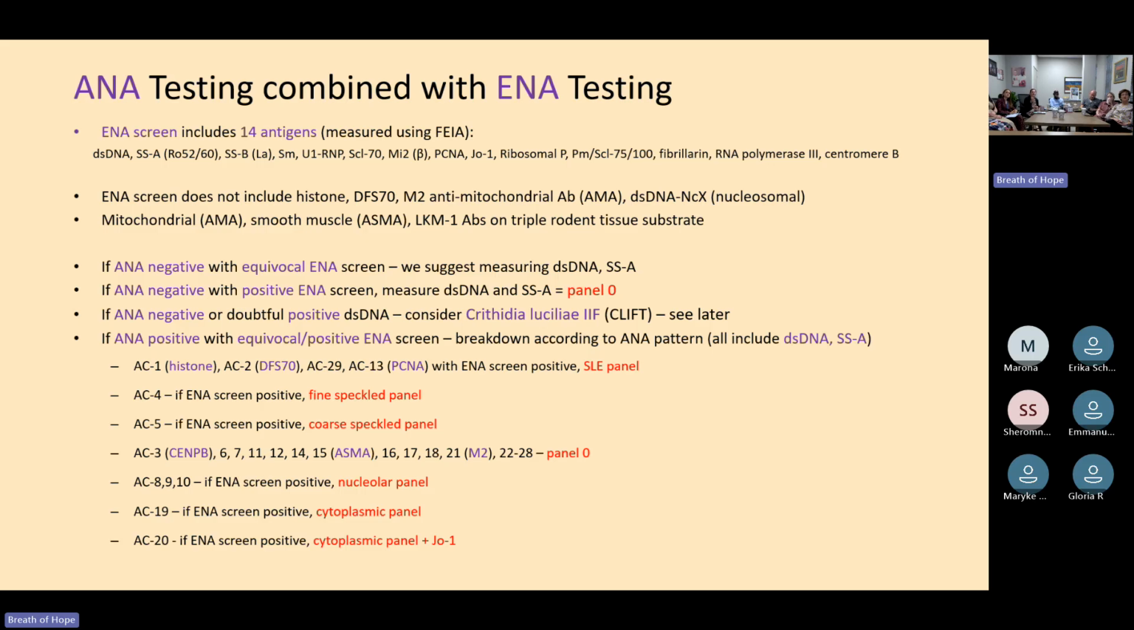So there's the whole list of them. You can see double-stranded DNA, SSA. The SSA will actually detect both types of SSA, Ro52 and Ro60. Smith, U1 RNP, you can see all of them there. And then PM-Scl is also both the 75 and the 100. So that's what the whole ENA screen includes.